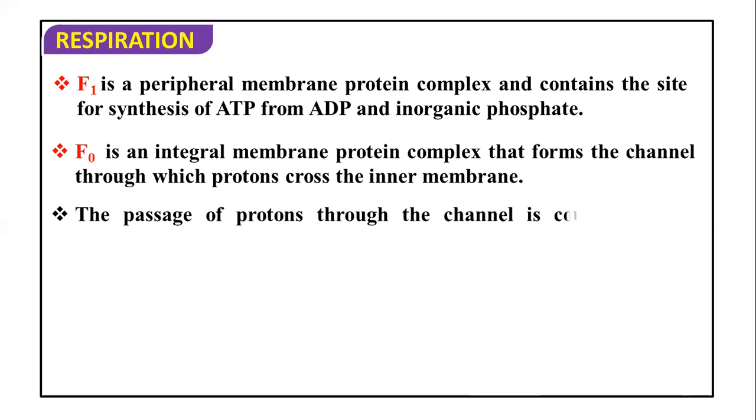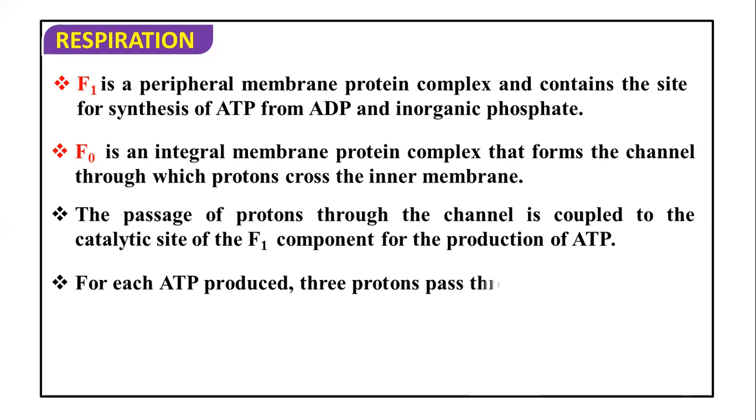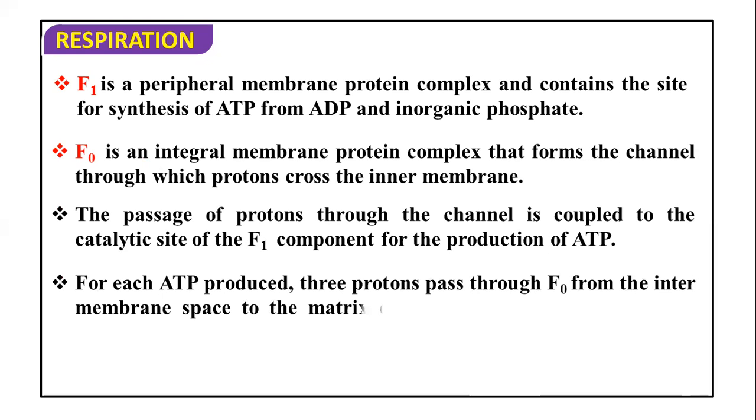The passage of protons through the channel is coupled to the catalytic site of the F1 component for the production of ATP. For each ATP generated, 3 protons pass through F0 from the inner membrane space to the matrix, down the electrochemical gradient. It is sometimes written as 3, sometimes as 2, but in NCERT it is written as 2. H plus, when passing through F0, carries out 1 ATP synthesis.